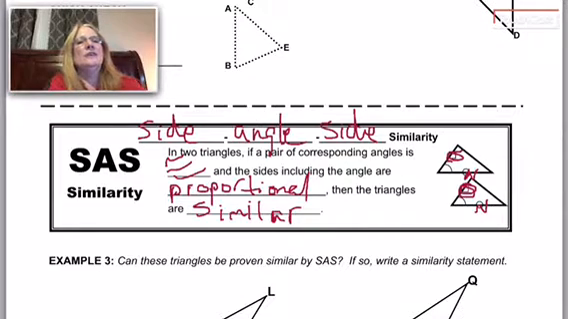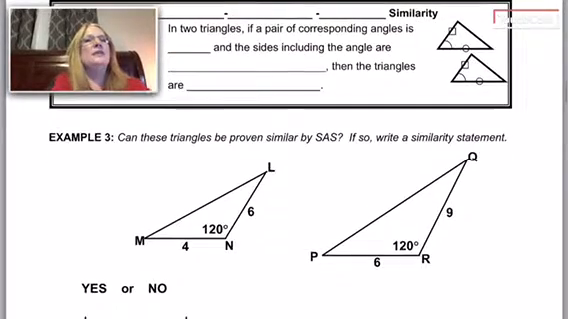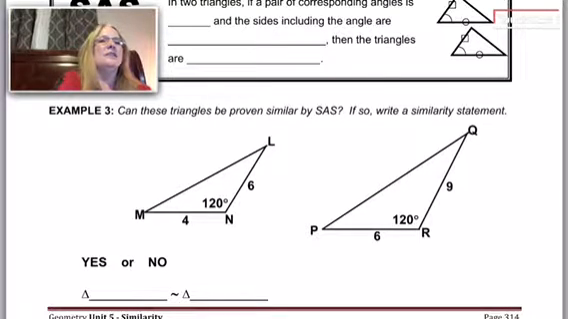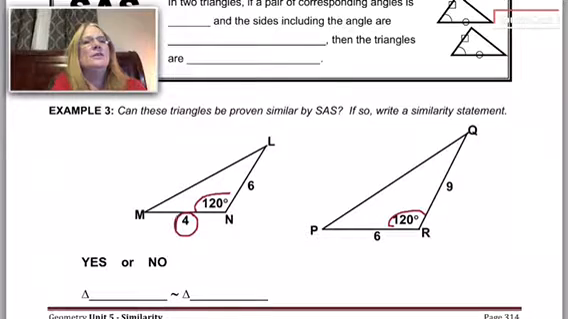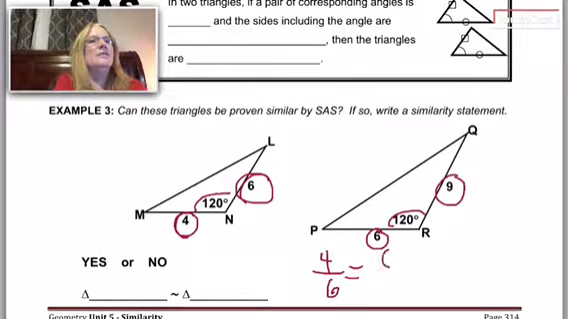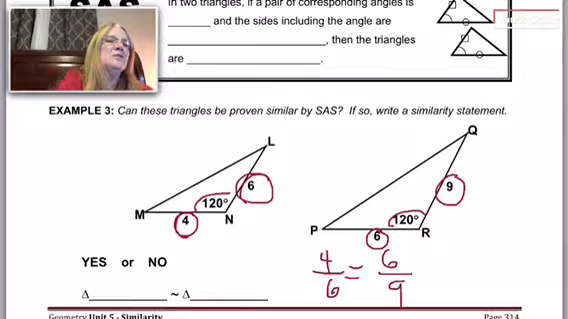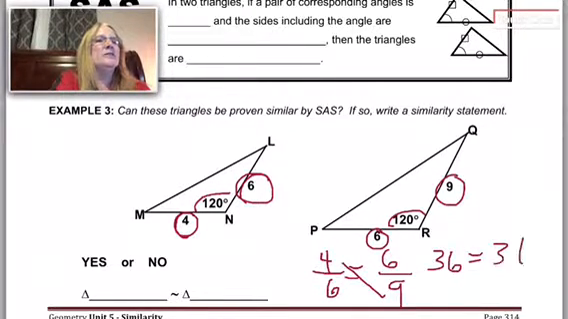So let's look at our example. Can these triangles be proven by side angle side? What we look for is we first have to have a pair of congruent angles, which we have, and then we're going to take this side and see if it is proportional. So 4 over 6 with this side and this side. More than one way to do it, but this looks like a pretty easy way because you can cross multiply and see 36 is equal to 36.